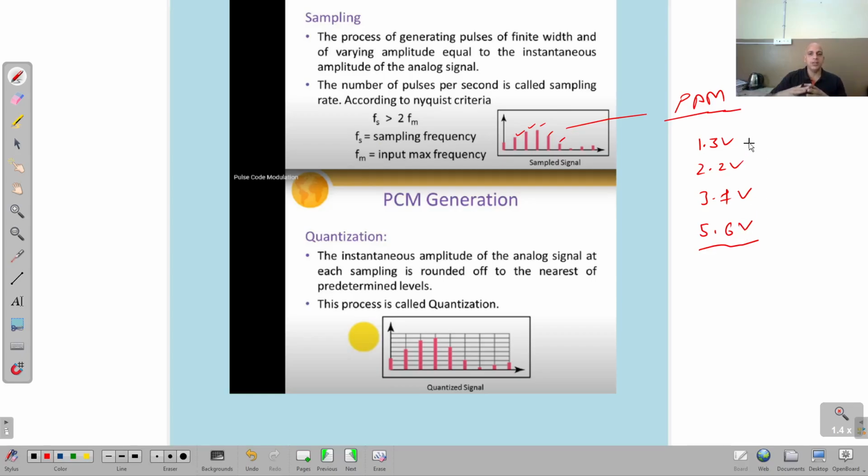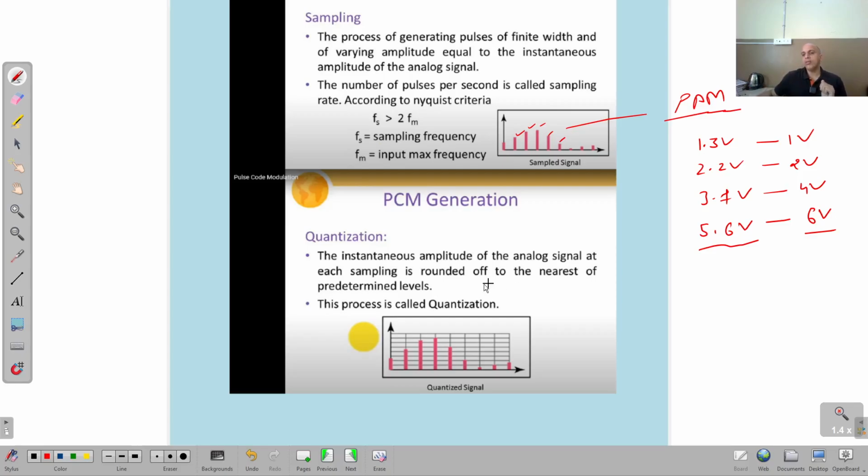So what will we do in the quantization? During the quantization, we will convert the amplitude of the signal to the nearest predetermined level, right? So for 1.3 I will call 1 volt, for this 2 volt, this 4 volt, this 6 volt, right? In this way. Now this choice of the conversion is very important here. The choice of the conversion or rounding off of this voltage level depends upon the number of bits that we are going to use in the encoder, right?